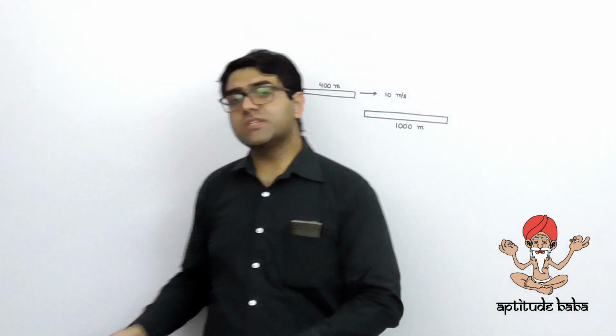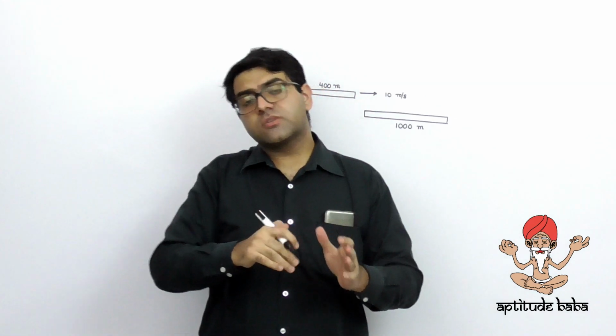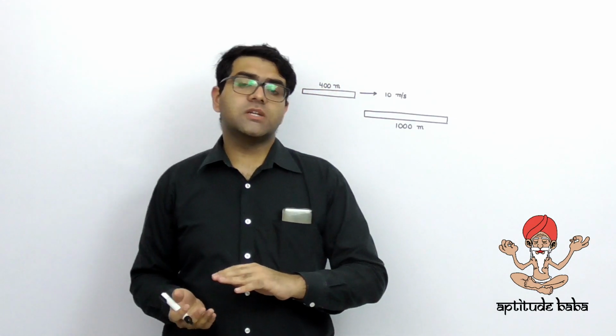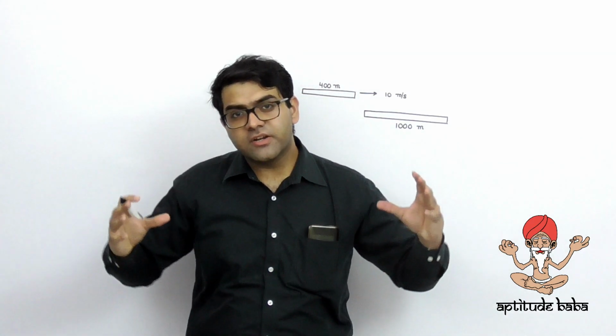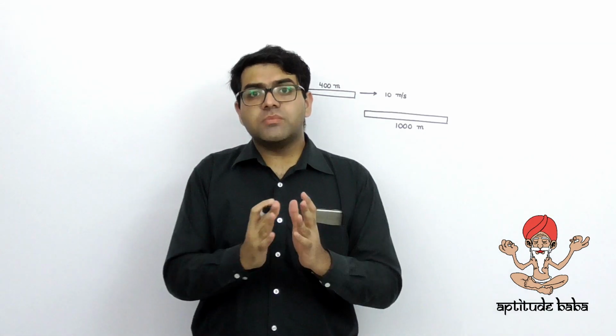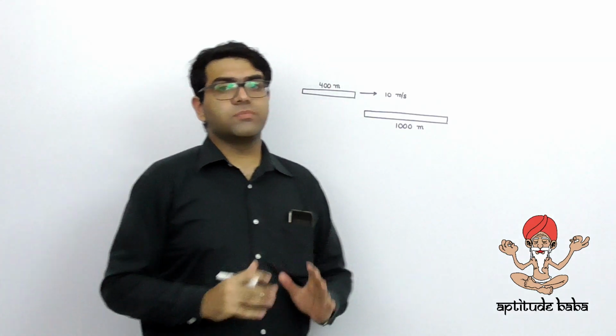So basically what we say is that in such situations, when we have one elongated object crossing another elongated object, the total distance for crossing to take place is actually the length of the two elongated objects combined. So you have to take the length of the two elongated objects, add them up, and then that becomes your total distance to be traveled for the crossing to take place.